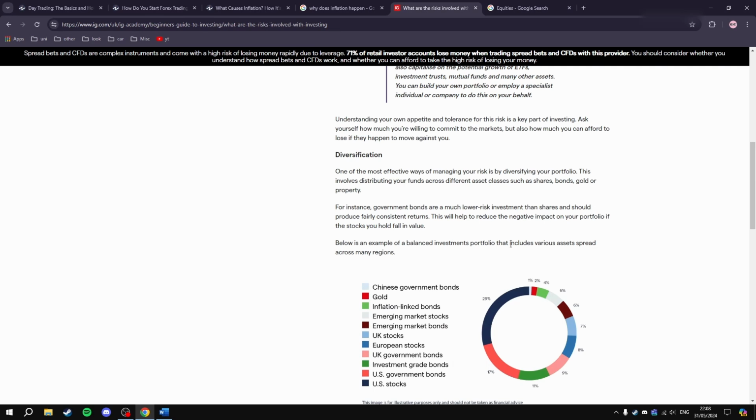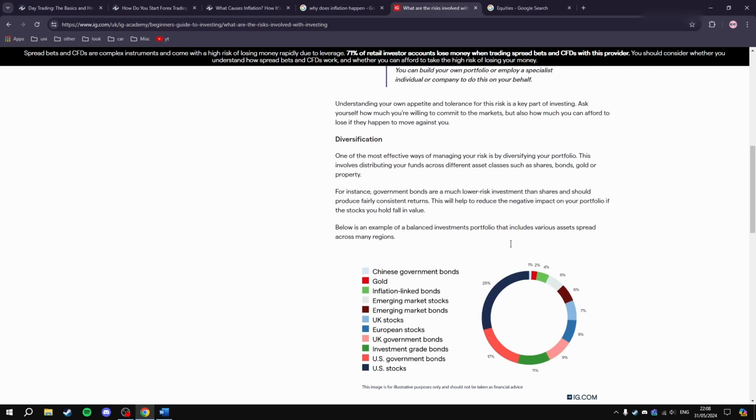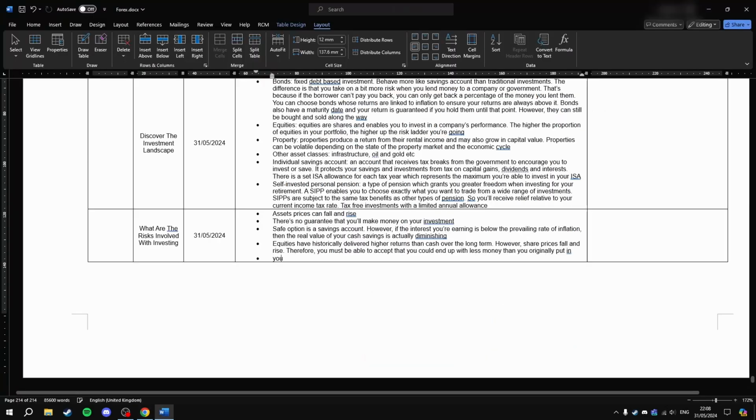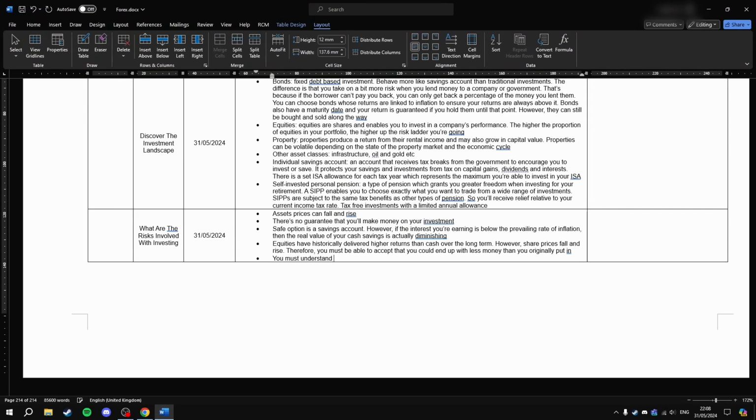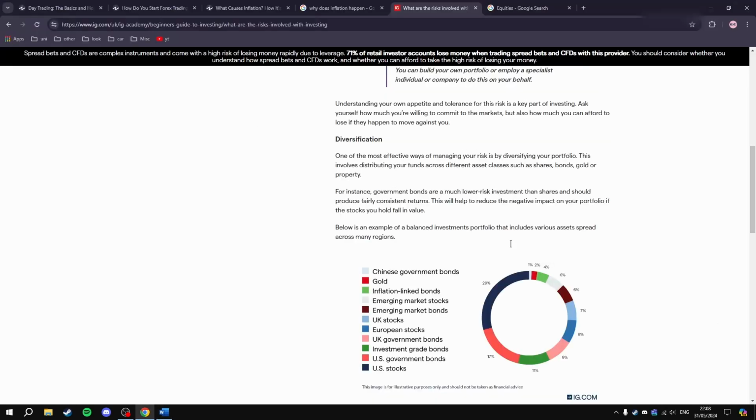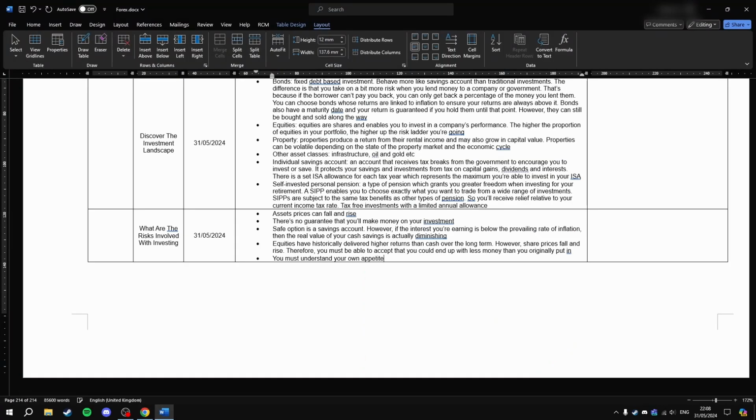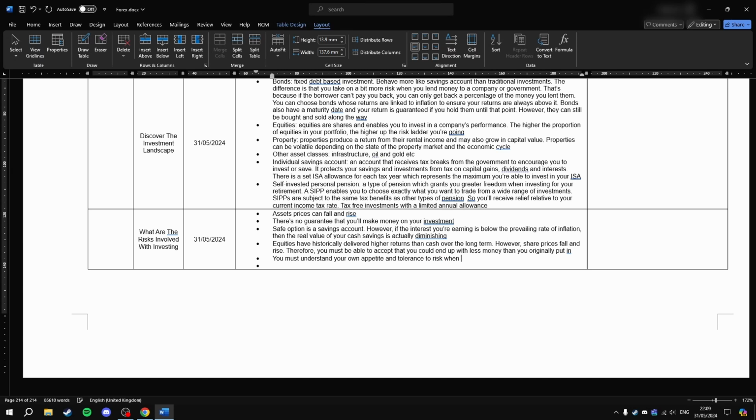Understanding your own appetite and tolerance for this risk is a key part of investing. Ask yourself how much you're willing to commit into the markets, but also how much you can afford to lose if they happen to move against you. You must understand your own appetite and tolerance to risk when investing.